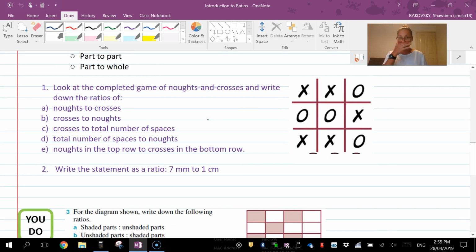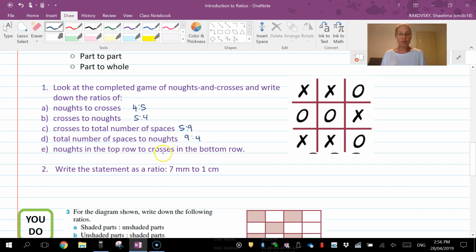So here we've got a question. Looking at the completed game of noughts and crosses, write down the ratio of noughts to crosses. Count up your noughts, count up your crosses, and create a ratio. I've got noughts 1, 2, 3, 4. That becomes the first number because order matters, and the crosses has to be 5 because there's 9 spaces. Now crosses to noughts is the other way around, 5 to 4. And crosses to the total number of spaces: see how it's a ratio, but now we're comparing to the whole. So it's 5 to 9. Total spaces to the number of noughts, order matters, 9 to 4.